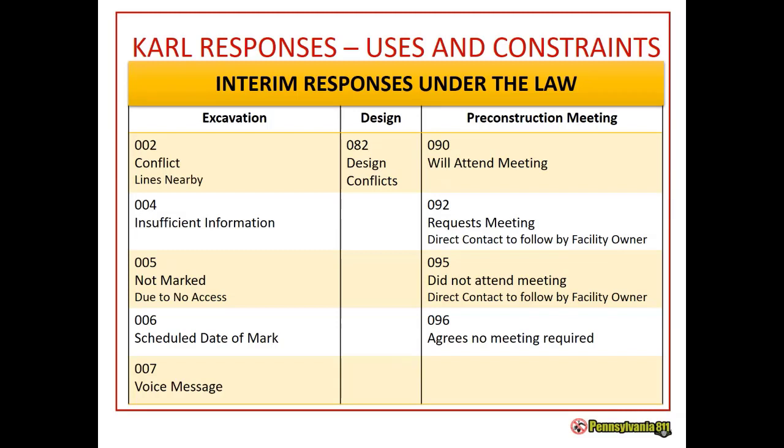To keep moving along, we have 005, not marked due to no access. A facility owner cannot gain access to the location, whether it's caused by a locked gate, or an unleashed dog that's blocking you from getting in there, or there may be other security measures in place. The facility owner should contact the excavator to gain access so he can locate the facilities. Again, then update with a final response. I'm saying update with a final response because I want you to remember that. If this is not anything you take away, remember that you always have to have a final response.